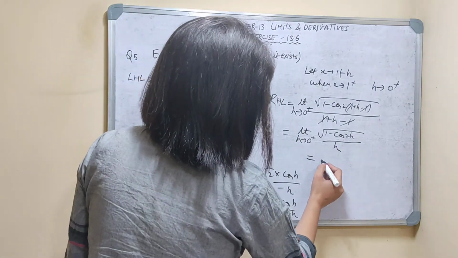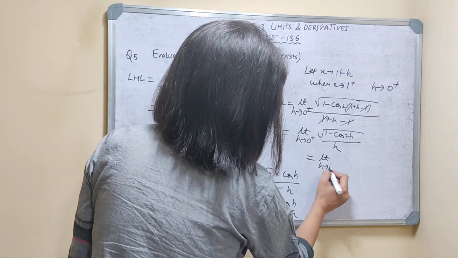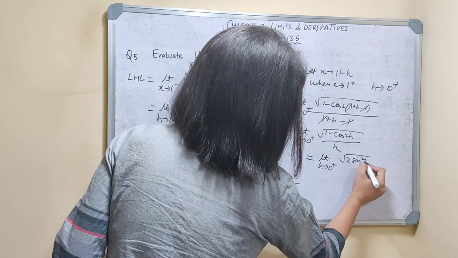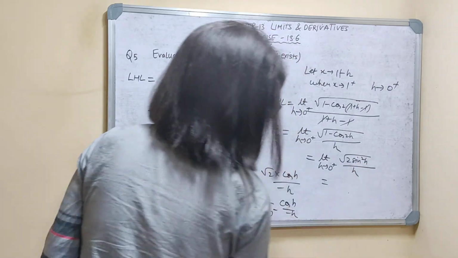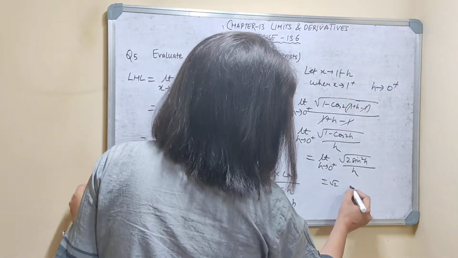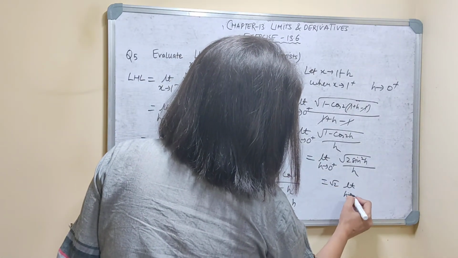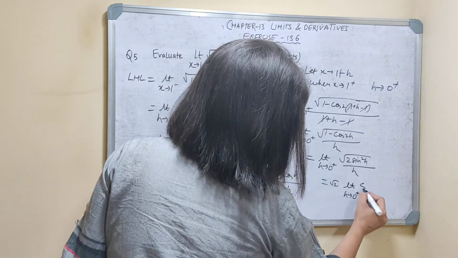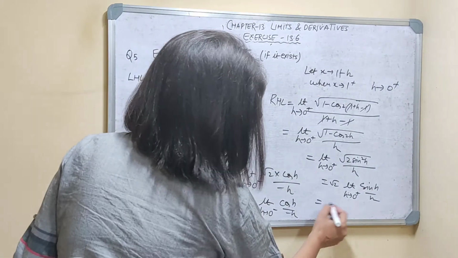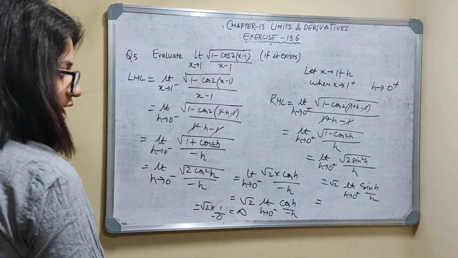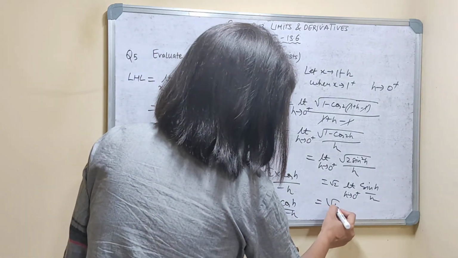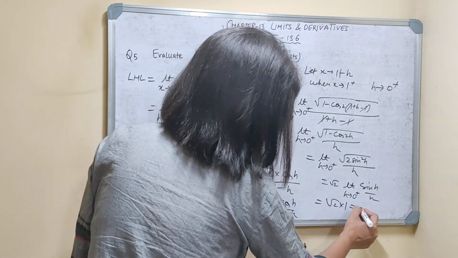1 minus cos 2 theta is equal to 2 sine square theta. So limit h tends to 0 plus root of 2 sine square h upon h. Root 2 will come outside, and root of sine square h is sine h, so sine h upon h. Limit h tends to 0 of sine h upon h is 1. So root 2 into 1, the answer is root 2.